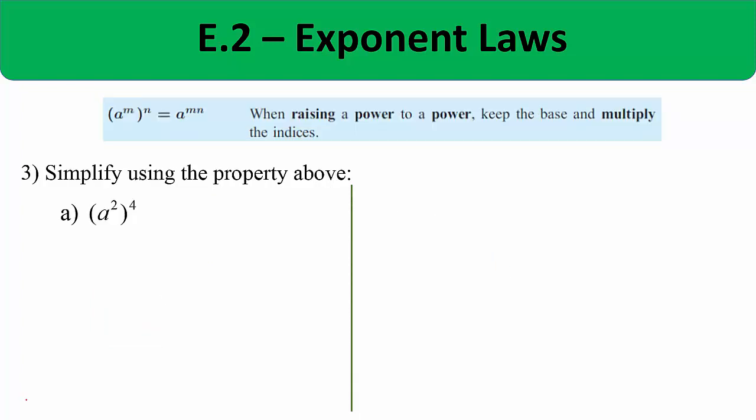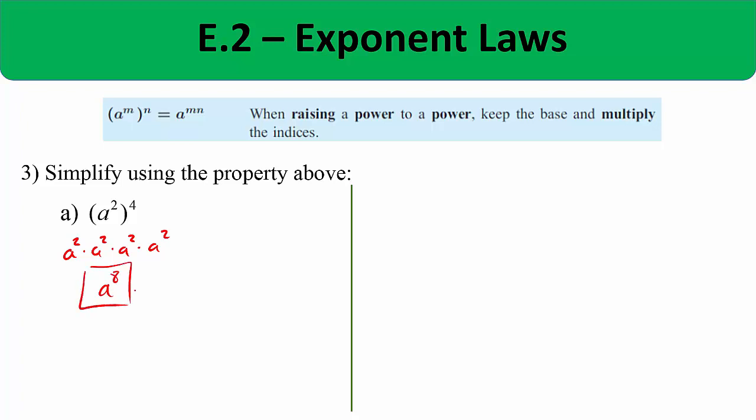The third exponent law has to do with a power raised to then another power. The first example, a to the power of 2 raised to the power of 4. Well, let's break this one down. A to the power of 2 to the 4 means a to the 2 times a to the 2 times a to the 2 times a to the 2. Well, by using the first exponent law, we're multiplying like bases, we can simply add those exponents together. 2 plus 2 plus 2 plus 2 is 8.